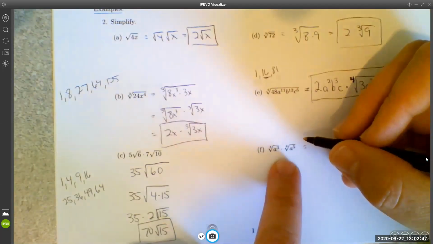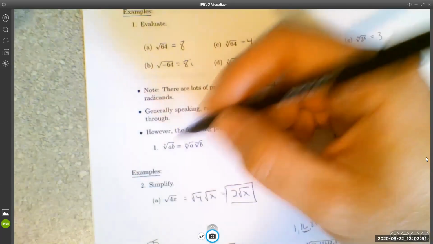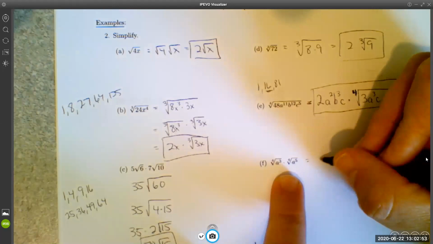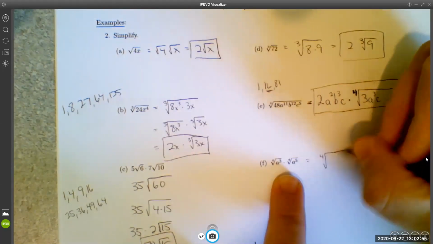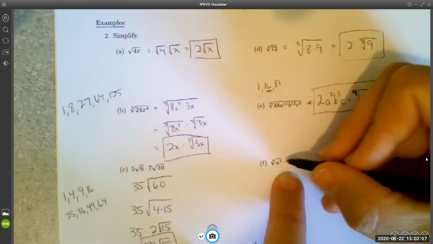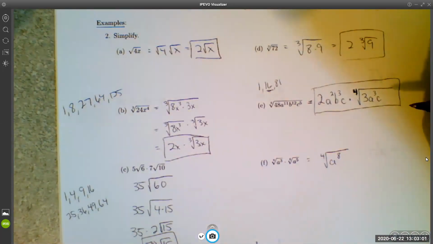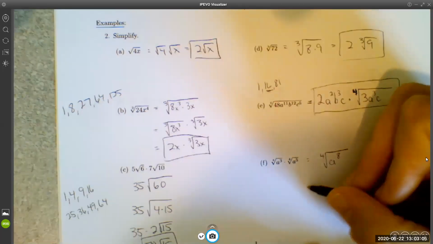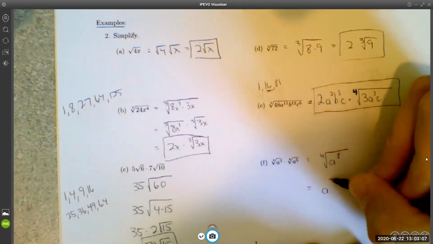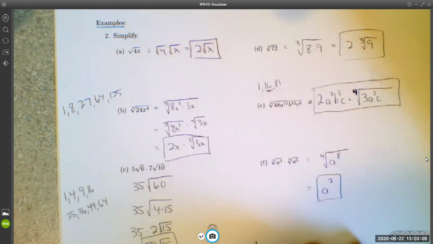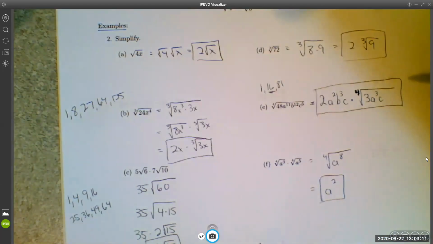So I multiply these two things. Now they have the same radicand, so the product rule applies here. So I can go ahead and say this is just going to be the fourth root of a to the 8th, right? A to the third times a to the fifth is a to the 3 plus 5, right? A to the 8th. Now what's the fourth root of a to the 8th? That should just be a squared. Okay, so that's that.